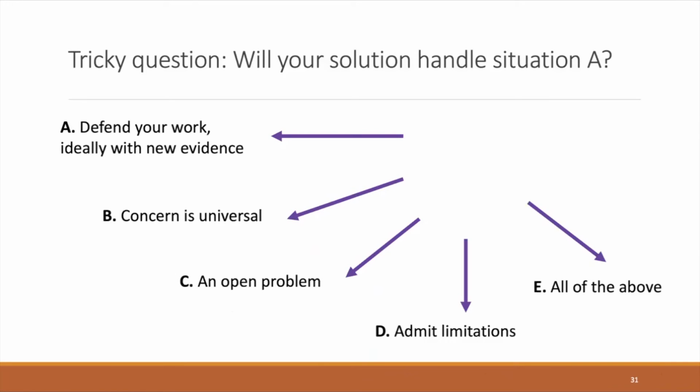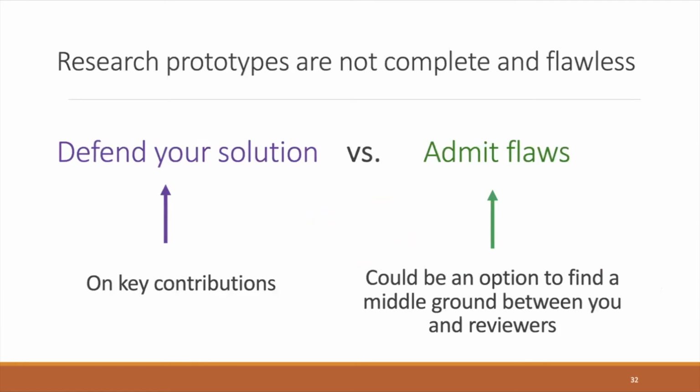The most common mistake is to say yes, it will handle it. Please don't do that. If it can handle it, then you provide some evidence. It doesn't have to be experiments, but you do have to have some evidence. If it cannot handle it, then you think very hard about why you didn't think of this situation. You probably had some good reasons earlier on, so recall that. Defend your solution versus admit flaws.